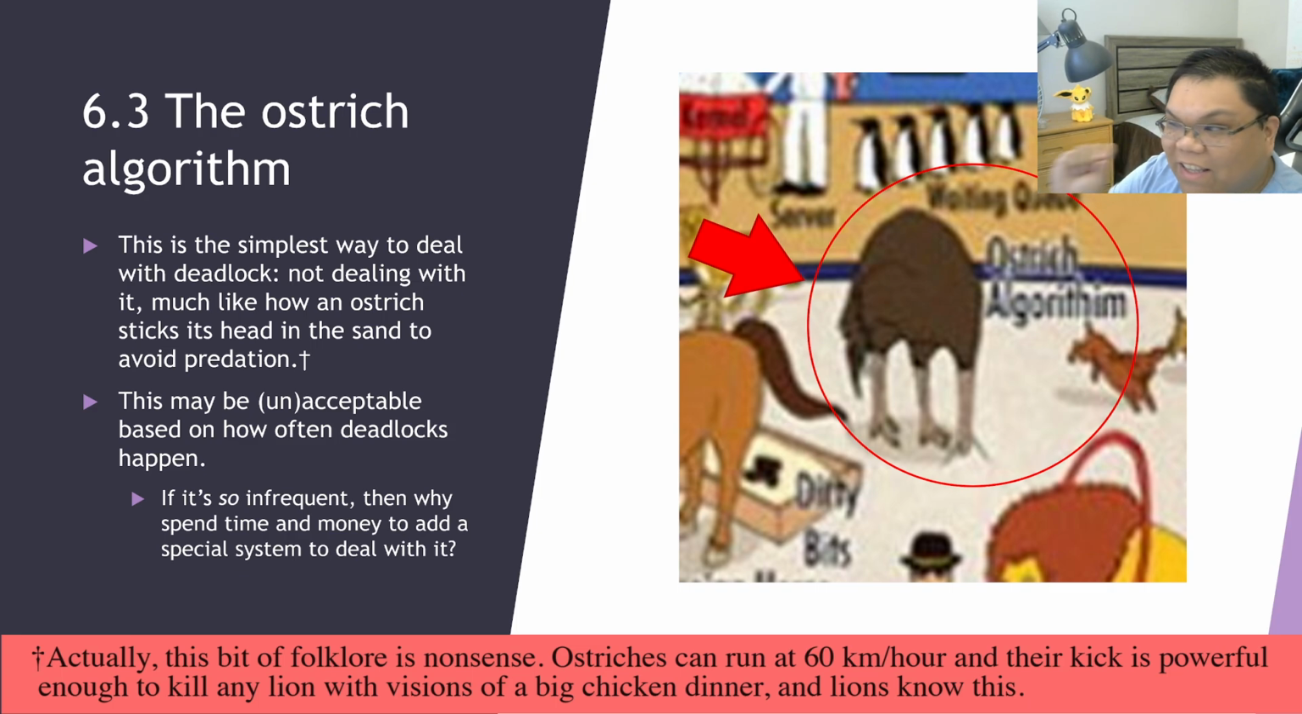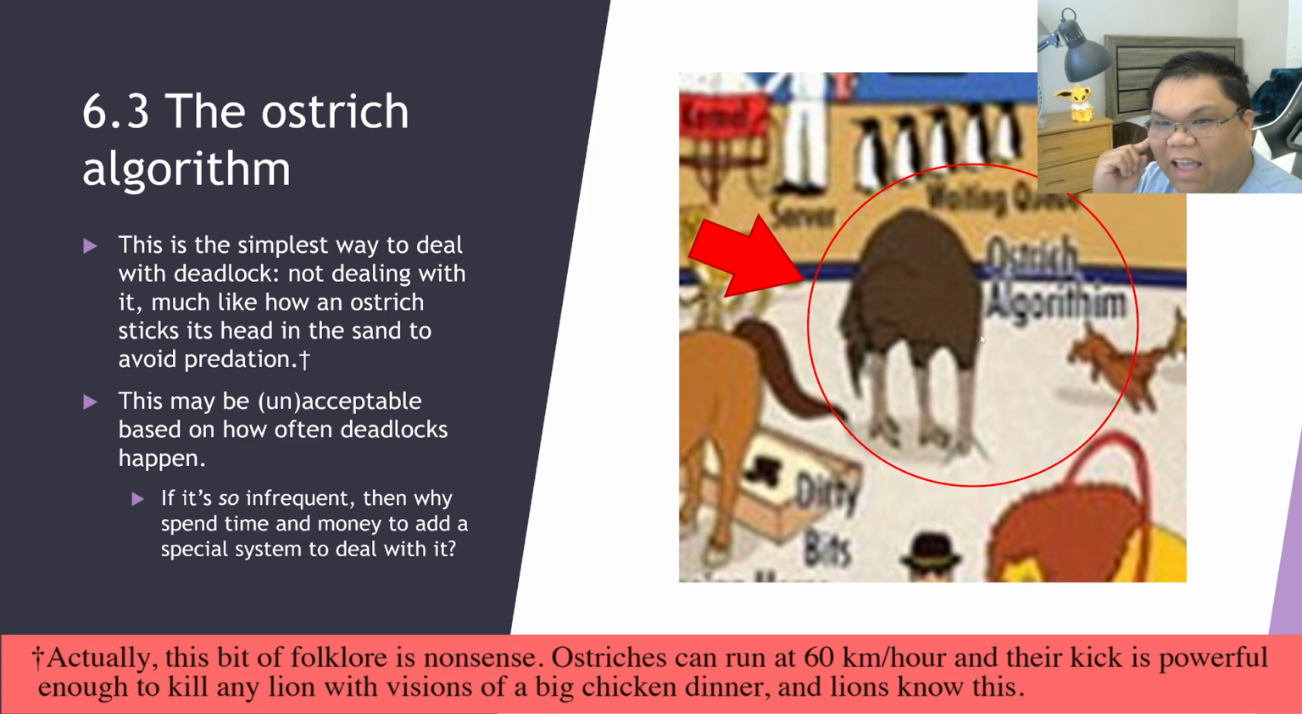Oh, and by the way, this is on the cover of the textbook. It's the ostrich algorithm. The front of the textbook is full of visual puns wrapped up in a carnival, and this is one of many visual puns.